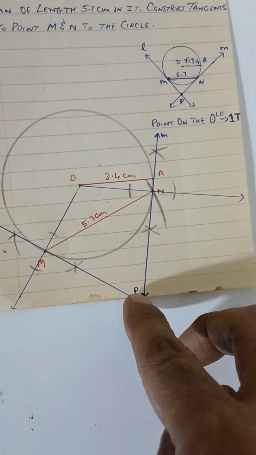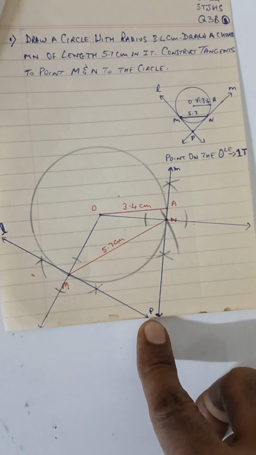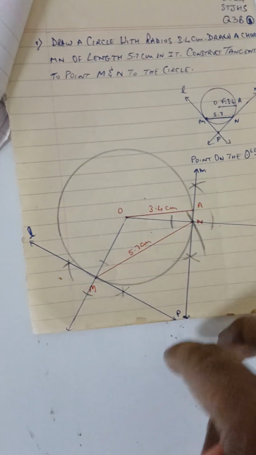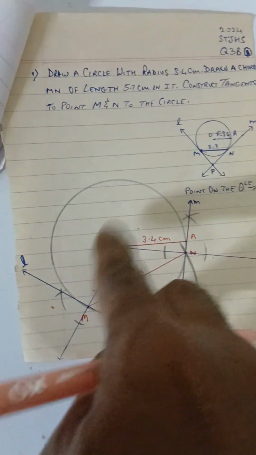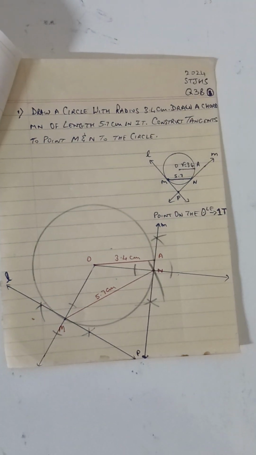Since I have no space over here, this point where they meet is point P. Tangents drawn from an external point are congruent, but here the tangents are drawn from points on the circle, and this is how it has to be constructed. Both are congruent, MP and PN are congruent.